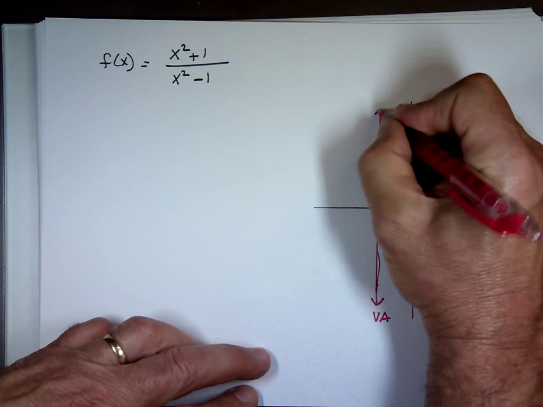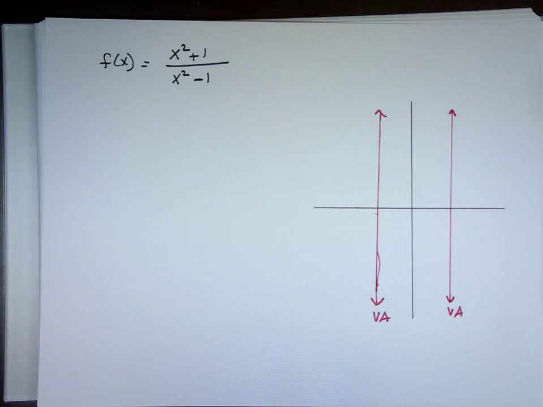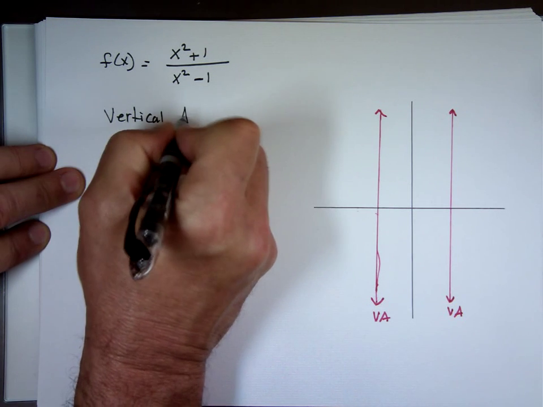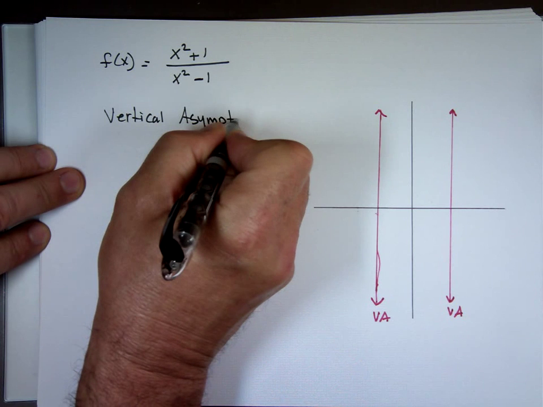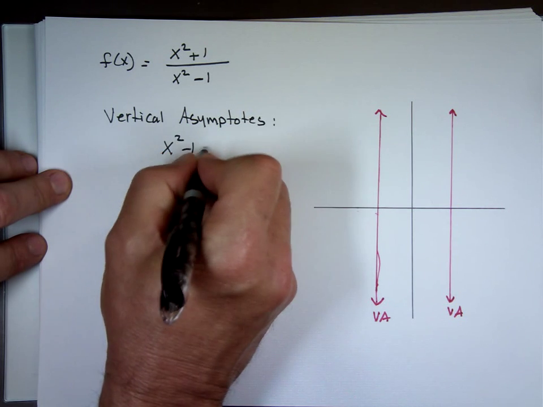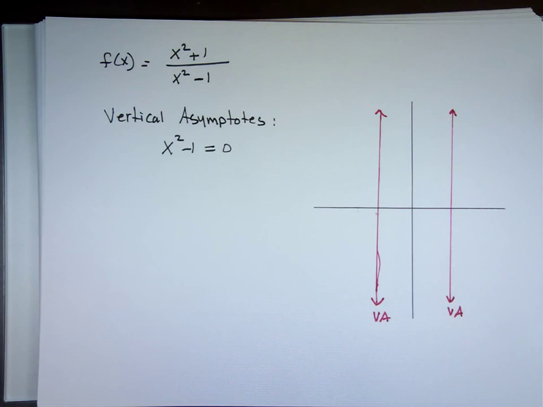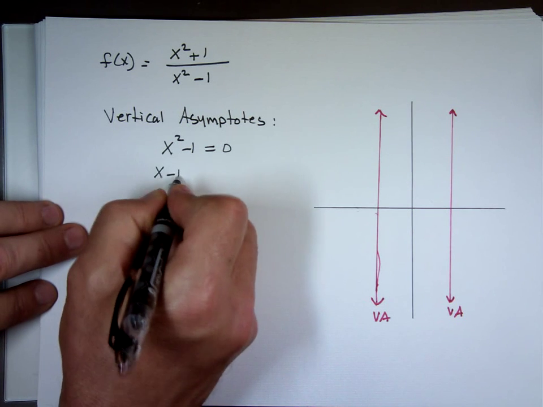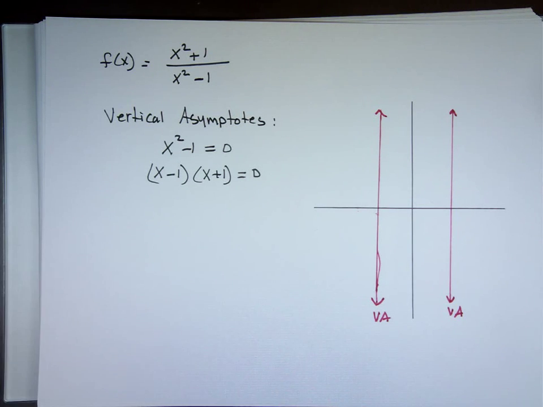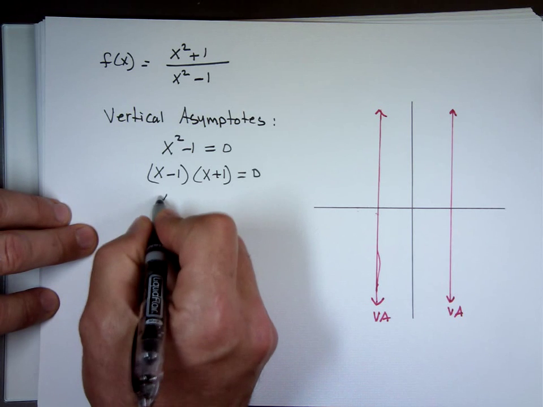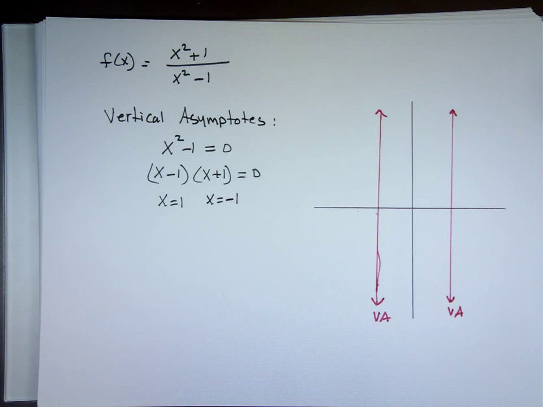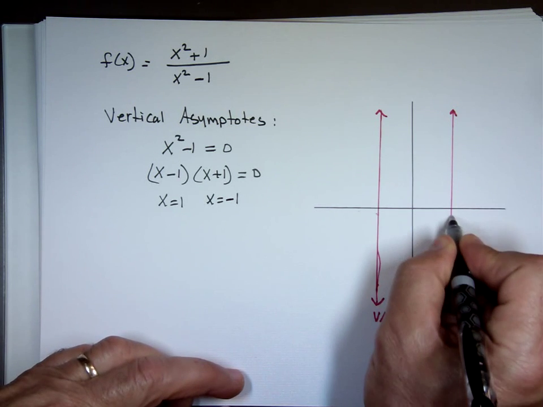Why 2? The vertical asymptote, here we go. This is asymptote 2. You take the bottom and you set it equal to 0. Can you factor that? X minus 1 times what? X plus 1. So we have x equals 1, x equals what? Negative 1. We have 2 of them, the plus 1 and the minus 1. So this is x equals 1. This is the minus 1.